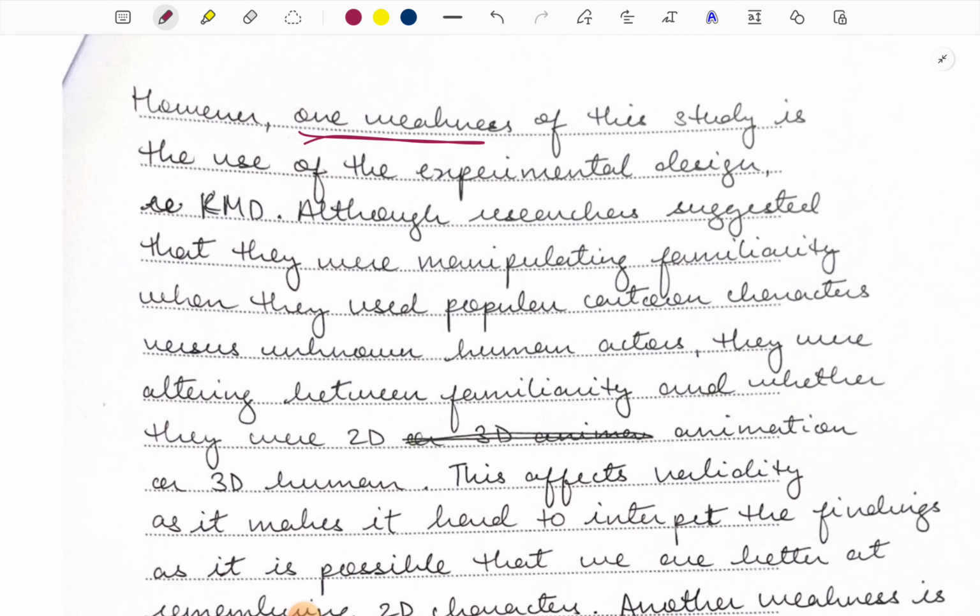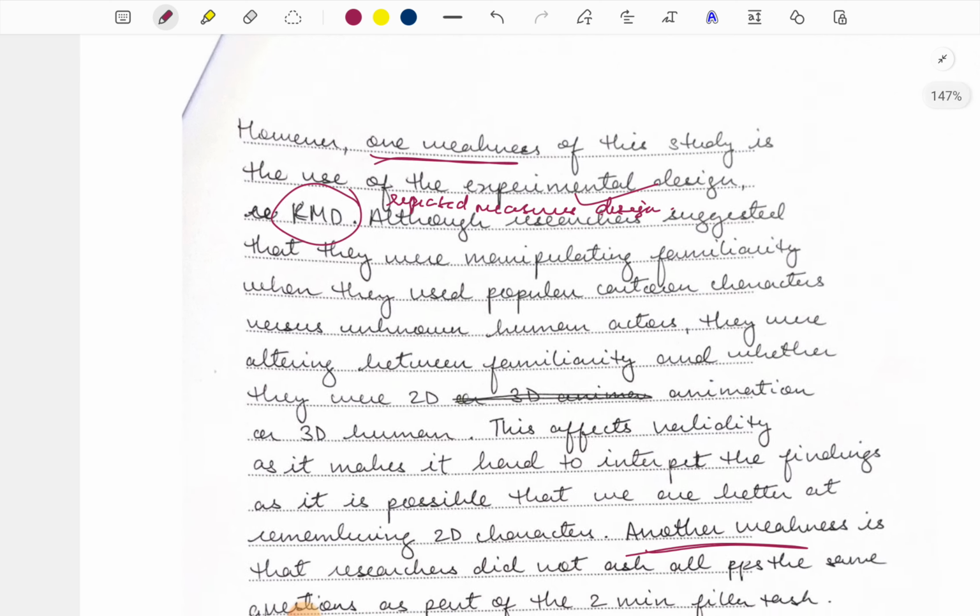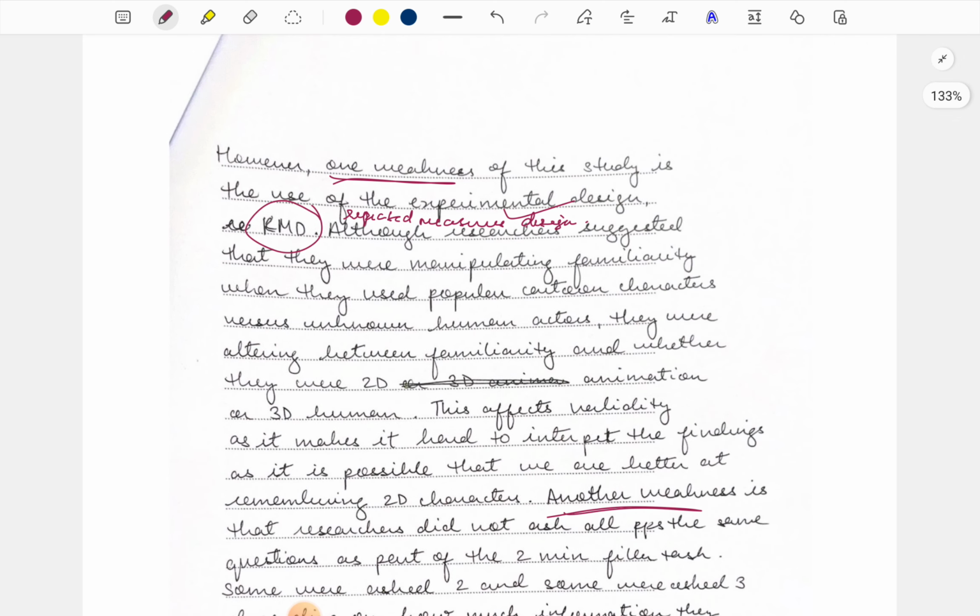Then you see one weakness, she mentions the experimental design. She shouldn't have used an abbreviation here. She should have written repeated measures design. But that's okay. I mean, these are minor mistakes, she can correct them. Then she justifies why repeated measures design is a problem, because she explains that there were some popular cartoon characters and they were alternating between those cartoon characters.